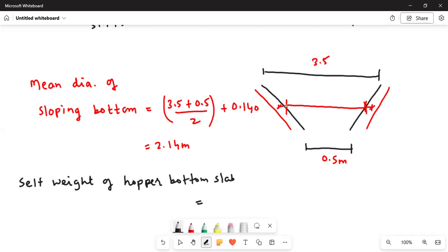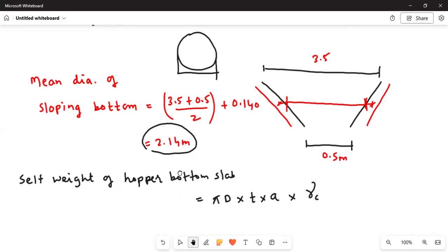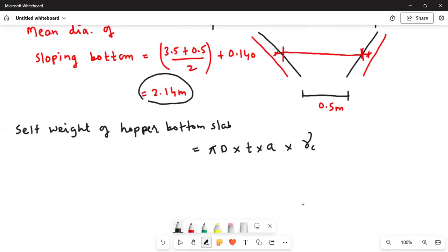Okay, so here you need to consider the circumference distance because it is circular. So which diameter will you take? You will take the mean diameter. What mean diameter have you gotten? You have gotten 2.14. Okay, pi into d, the circumferential distance, into the thickness of the hopper bottom, that is 140 mm, into the inclined length, that is A, into the density of the concrete. So this is how you can find the self weight of the hopper bottom.